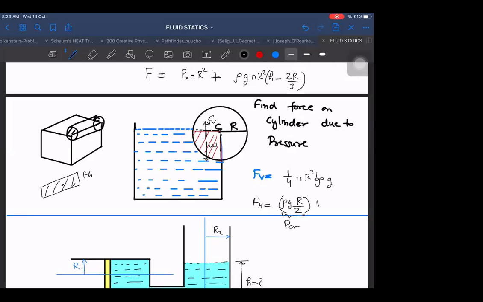You are taking rho g r. That is wrong. Into r into b. So PCM here is not rho g r. PCM is rho g r by 2. Understood? Yes, sir. Up to the center of mass only you have to find out. Understood.